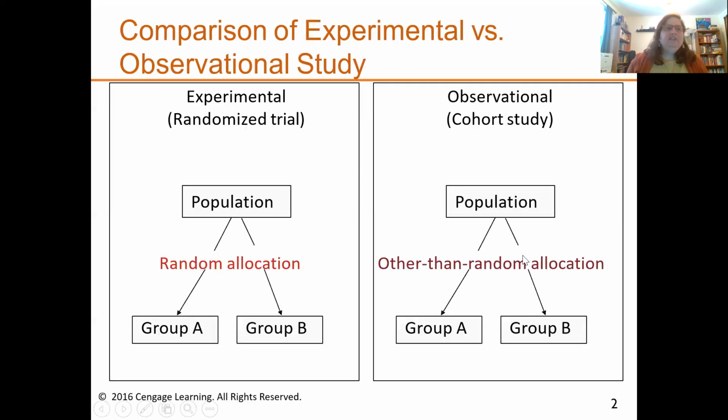Let's start off by reminding ourselves of the experimental design, which is often a randomized clinical trial, where you have your population, you pull a sample, hopefully randomly, and then from your sample, you do a random allocation to group A and group B. In an observational cohort study, which is the first kind of study we're going to talk about today, you have a population and you pull your sample again, hopefully randomly, maybe not. They go other than randomly to group A and group B.